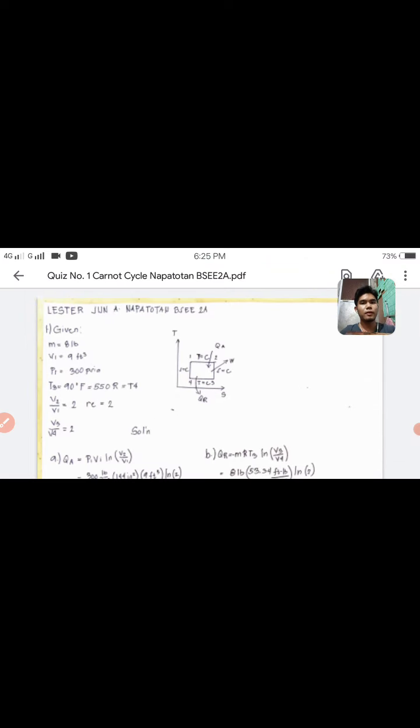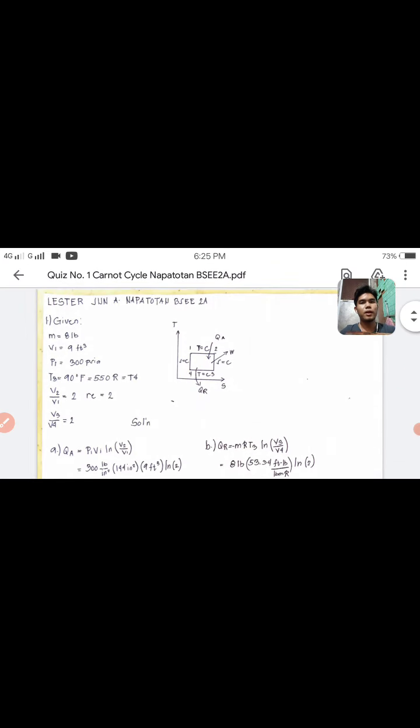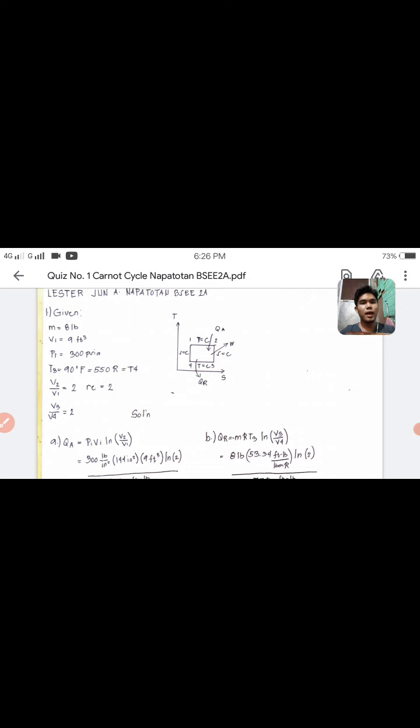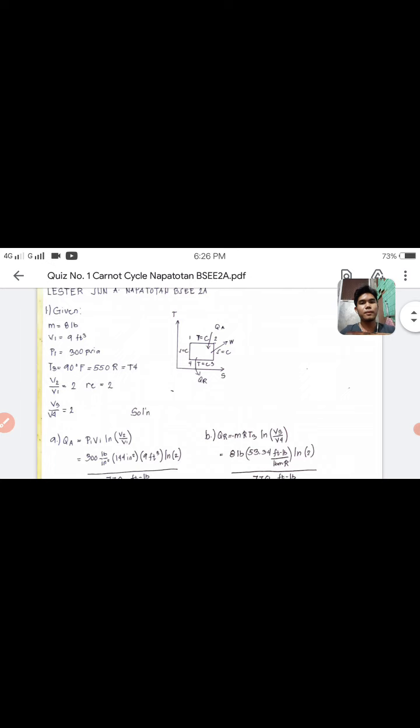So let's go to my solution. The givens for number 1 are: mass is equal to 8 pounds, V1 is equal to 9 cubic feet, P1 is equal to 300 psia, and T3 is equal to 90 degrees Fahrenheit or 550 Rankine, and RE or the ratio of expansion is equal to 2, and also V2 over V1 is equal to 2 and V3 over V4 is equal to 2.